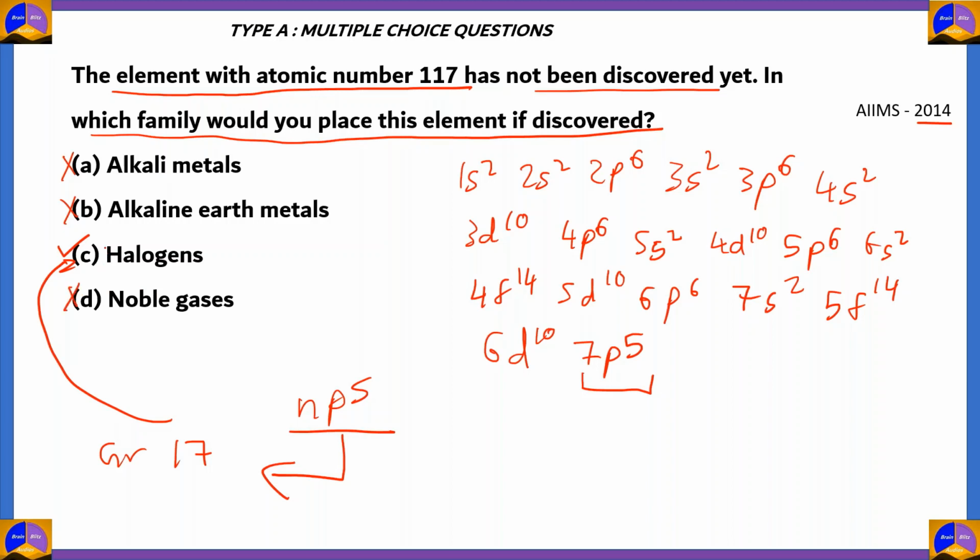The right answer is option C, halogens, because after doing the electronic configuration, we got the result. The last one is 7p5, and np5 is the characteristic electronic configuration of group 17, and group 17 contains the halogens. So the element with atomic number 117 is a halogen.